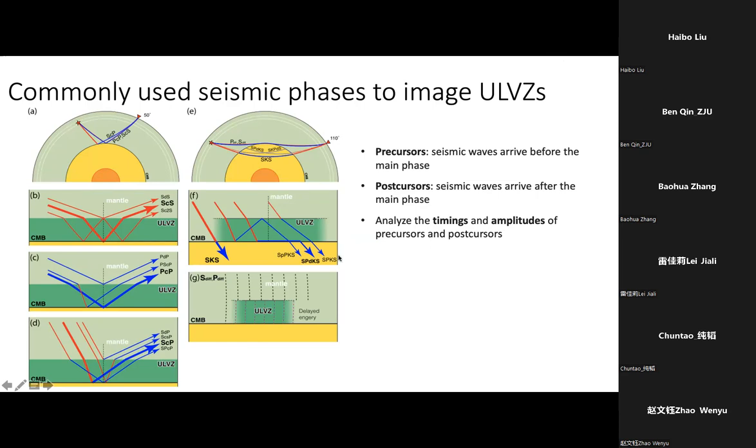So this figure just shows some of the most commonly used seismic phases to detect and image the ultra low velocity zones. I'd say seismic observation is probably one of the most fundamental methods, or arguably the only method that can constrain the ultra low velocity zones. So the left column shows the reflected seismic waves, and the right column shows the diffracted seismic waves.